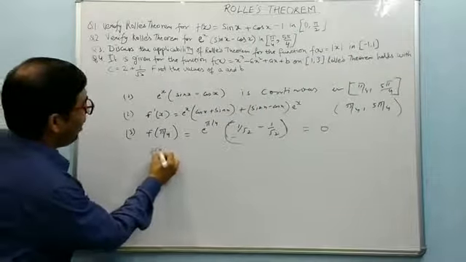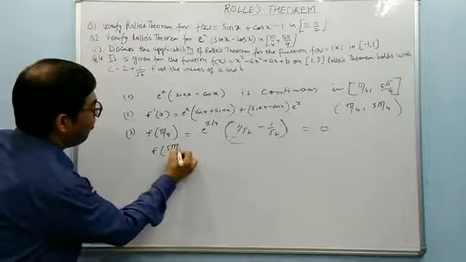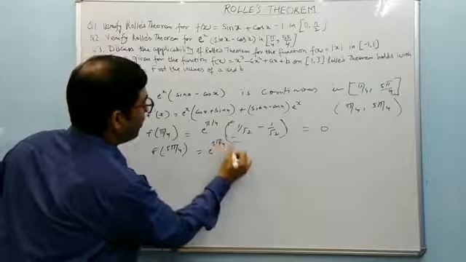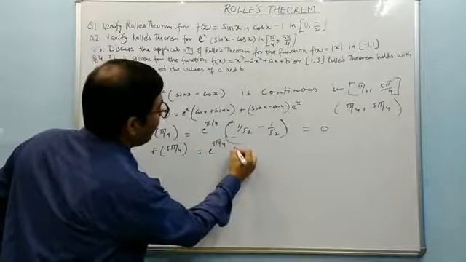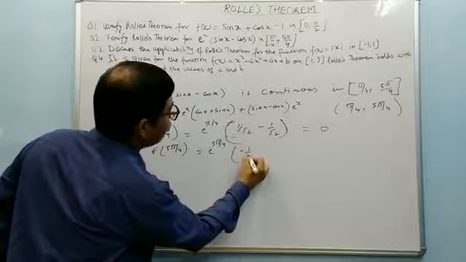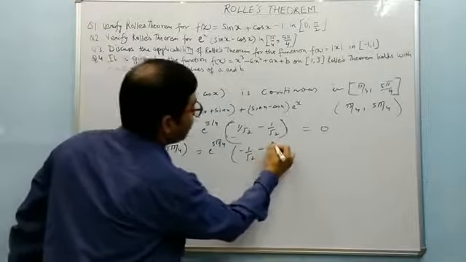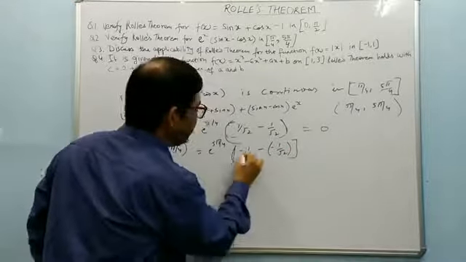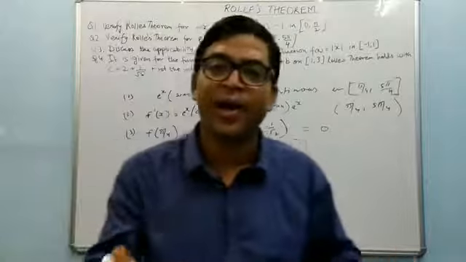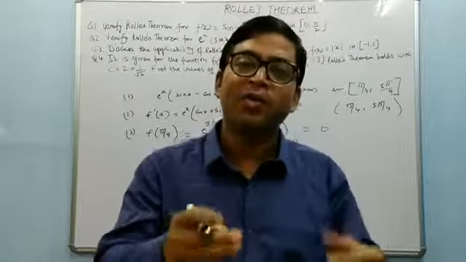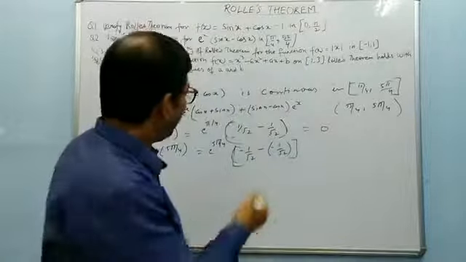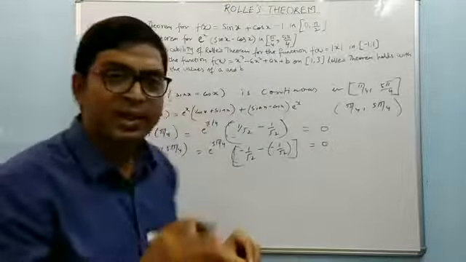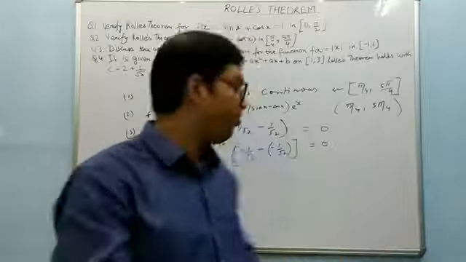Now f(5 pi by 4), that is f(b), we are finding. f(b) is e to the power 5 pi by 4 times sin 5 pi by 4, which is minus 1 by root 2, minus cos 5 pi by 4, which is also minus 1 by root 2. Why minus? You know that it is lying in the third quadrant. In the third quadrant, sin and cos both are negative. Ultimately it's going to be 0. So the first three conditions of Rolle's theorem are met here.